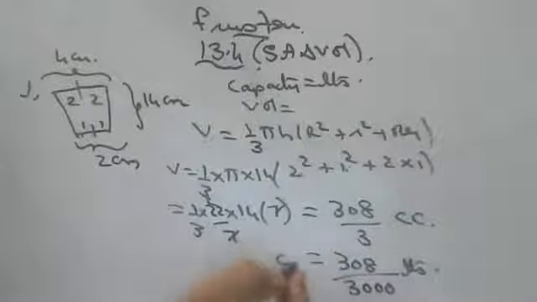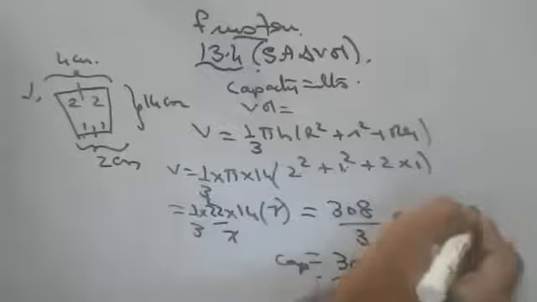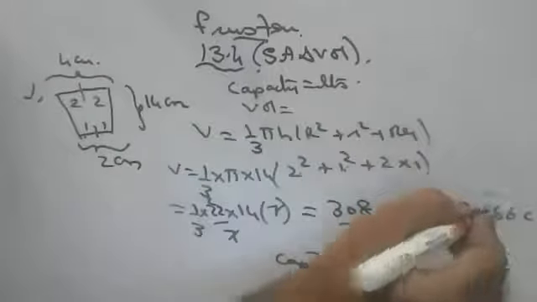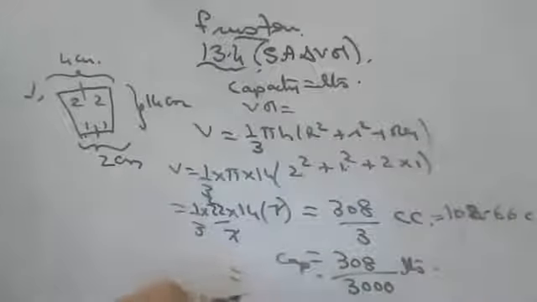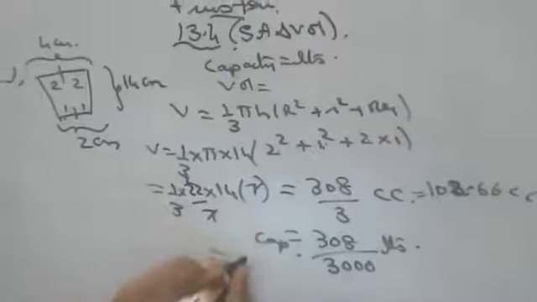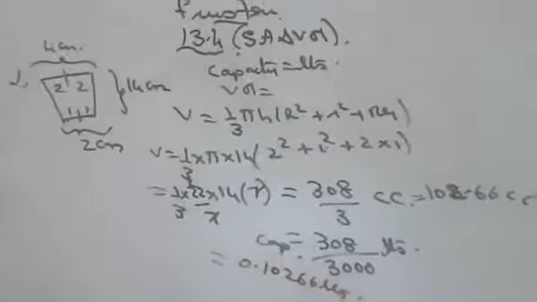Okay, capacity means always you have to find it in liters. So this will be 102.66 cc, and if you want this in liters, then you have to find 0.10266 liters. This is how you are going to do it.